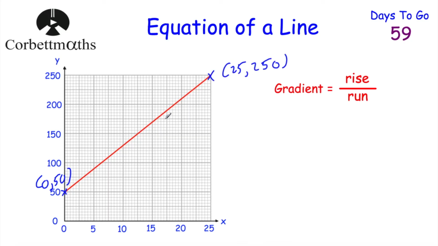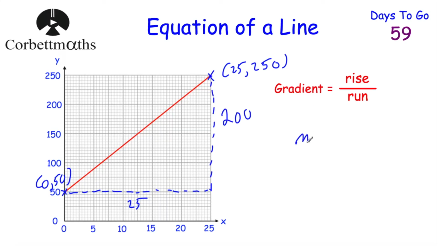Now, you may choose other points, but it shouldn't actually matter. As long as you read off the points properly and you do rise divided by the run, you'll get the same gradient. So we've chosen 2 points. Now, let's do a little triangle between those points, so going across. That'll be the run. So we're going from 0 to 25. So the run is 25. The rise, we're going from a height of 50 up to 250. So the rise would be equal to 200.